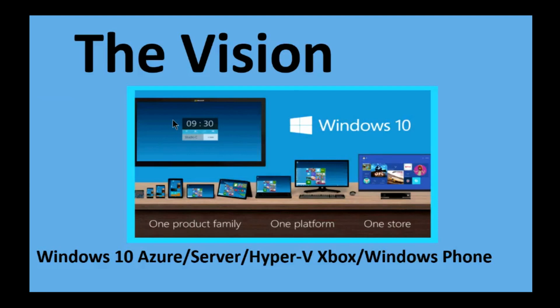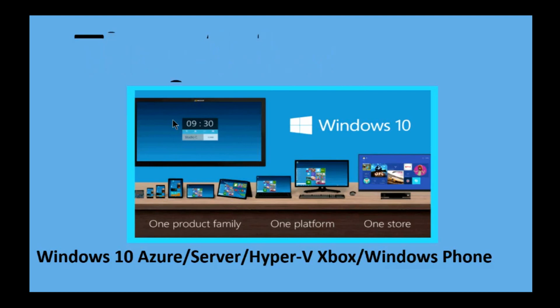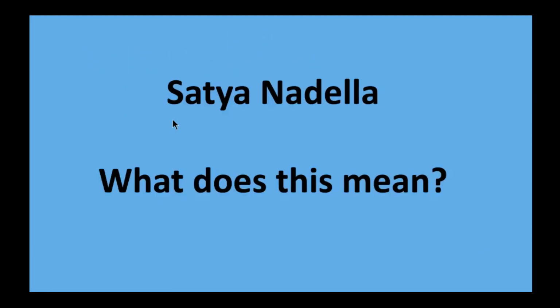So Microsoft has a vision, right? And the vision is Windows 10, Windows Azure, Windows Server, Hyper-V, Xbox, Windows Phone. They're all being combined together under one code base, is what the ultimate goal is. Because in the past, Windows Phone, Xbox, Server, and Client were different code bases, so it was hard for programmers to write code. Now what they're trying to do is have this one unified code.